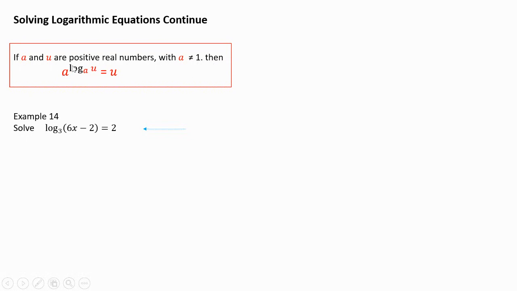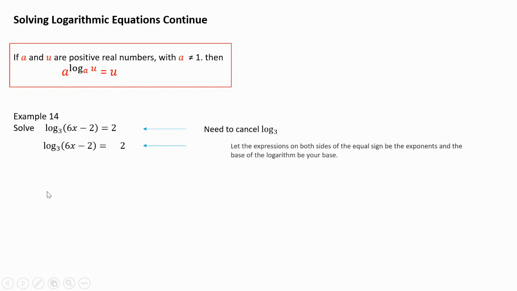If you have a, the base, to the power of log base a of u, the base a and the log base a cancel, that becomes 1. So whatever is here is your answer. Let me show you what I'm talking about. We need to cancel the log base 3. How do we do it? We're going to put a big 3.